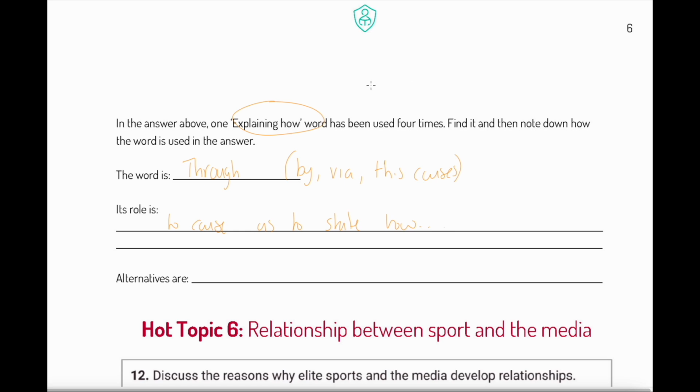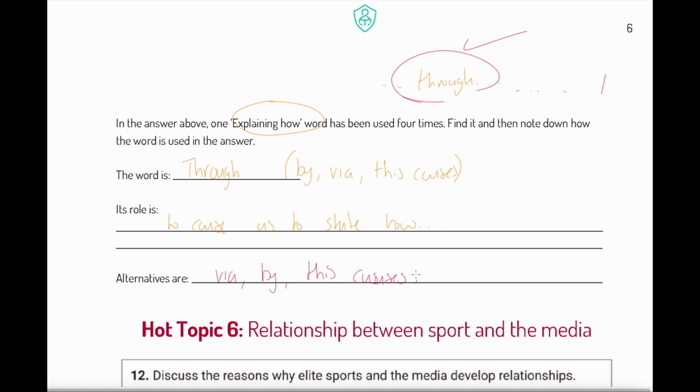Now, I want to be clear. If you write the word through in an exam answer, it's pretty unlikely that that's the thing that's going to get you the mark. That's not going to happen. But what is going to come after it in your answer is very likely to be in this explaining how theme. And again, we've got alternatives such as via, by, this, causes.